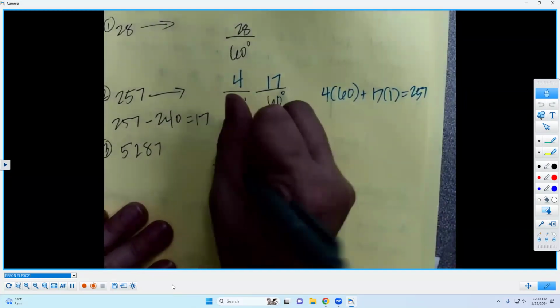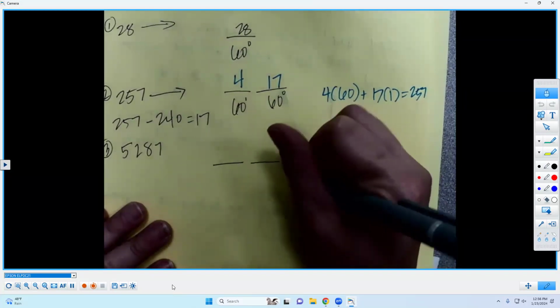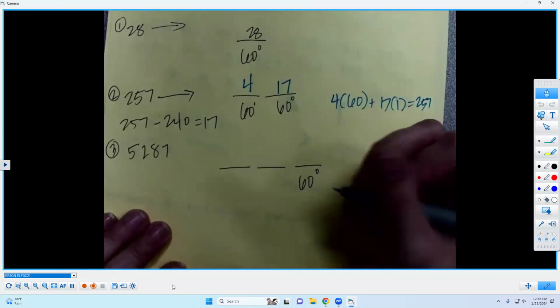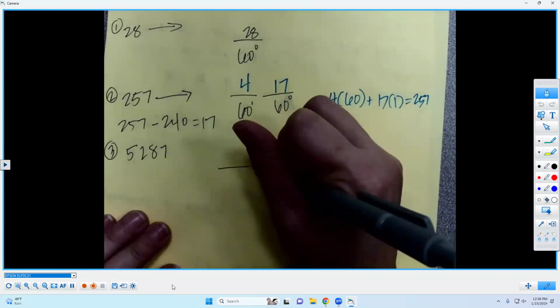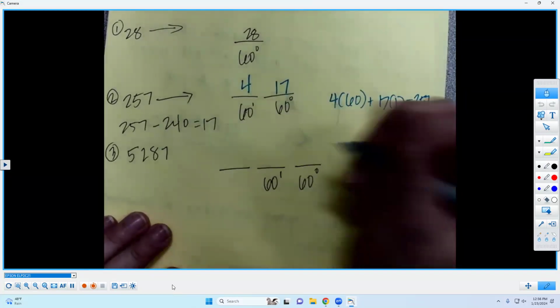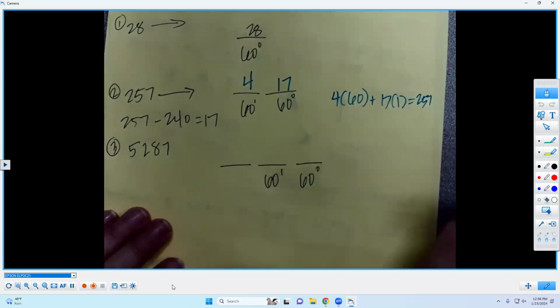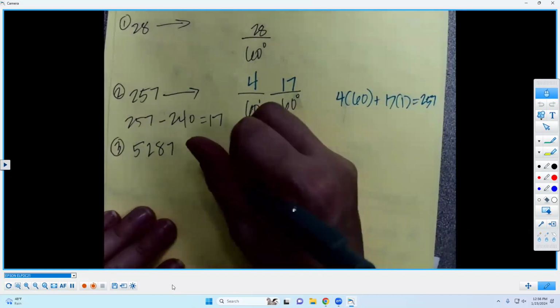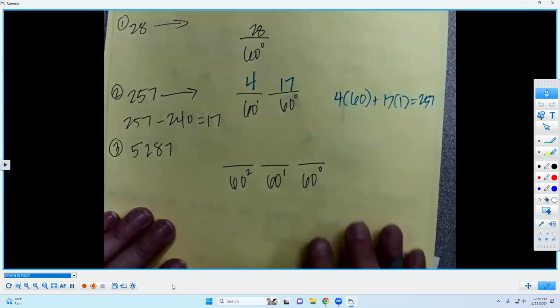Okay, so I'm going to go ahead and put my 3 place values here. This is my ones place, 60 to the 0 power. This is my next place value up. We would normally call it the tens place. In this case, it's the 60s. I don't know what you would call it. And then this would be 60 squared.